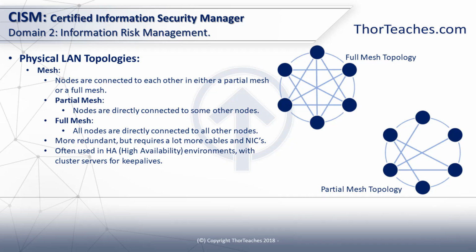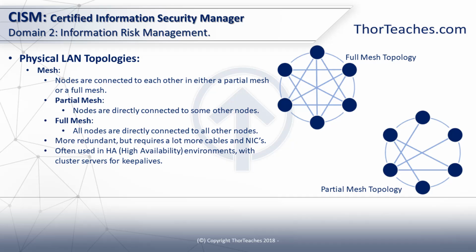Full mesh is obviously more redundant, but it also requires a lot more networking cables and it requires more networking cards. In the topologies we have over here on the right, each node would need 5 networking cards and 5 networking cables. And depending on what we're trying to achieve, we could either use partial or full mesh. It is still used, mostly for high availability environments or places where we use load balancing.